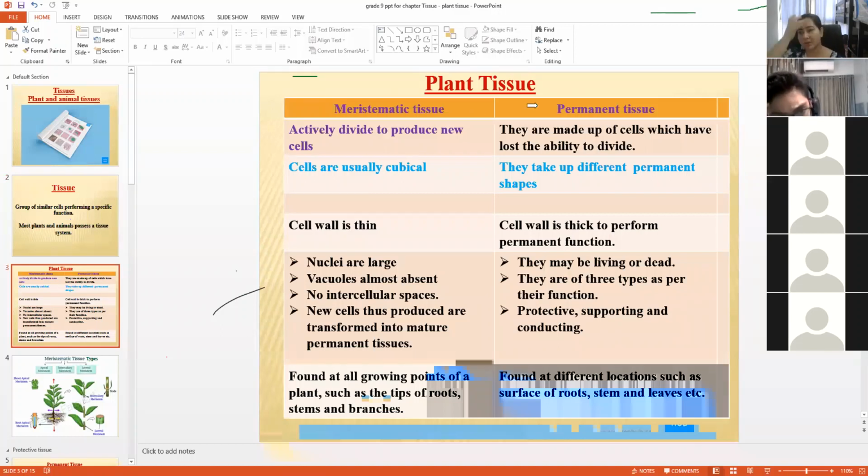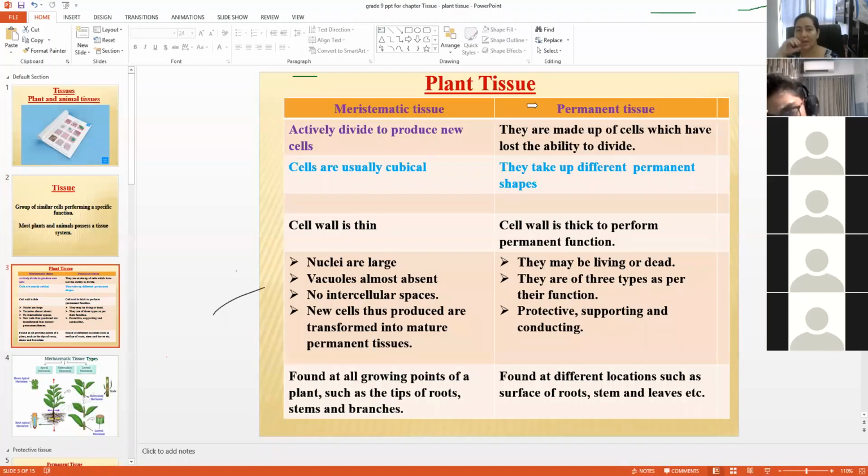When we are talking about the plant tissues, there are two types of tissues. First is the meristematic tissue, and the second is the permanent tissue. There are two points that you need to remember here. The first point is that meristematic means that the cells are actively dividing. They divide and divide and divide and divide.